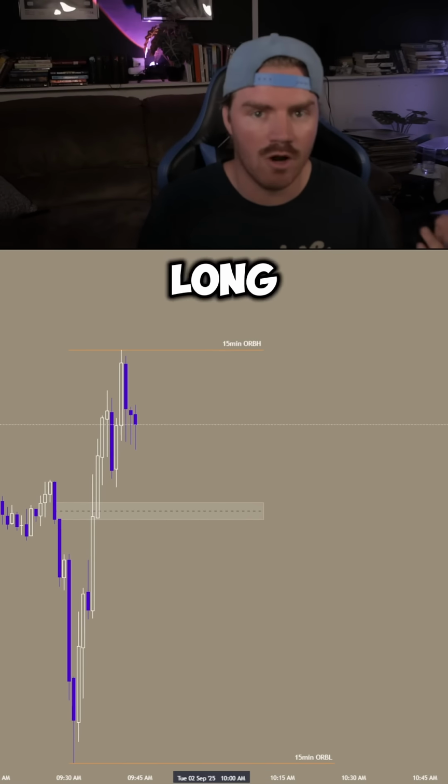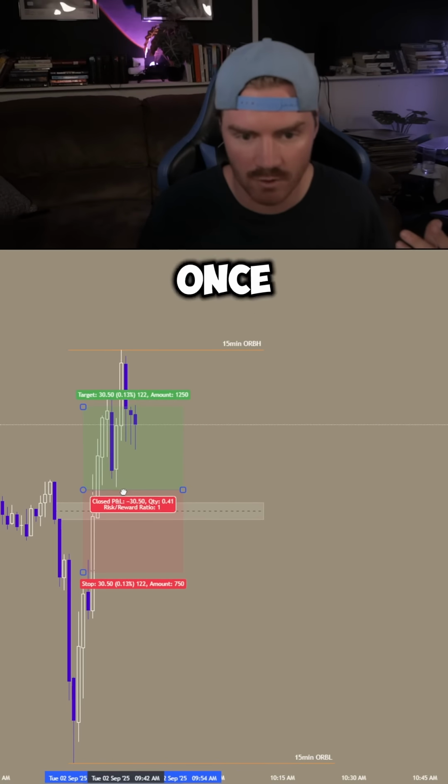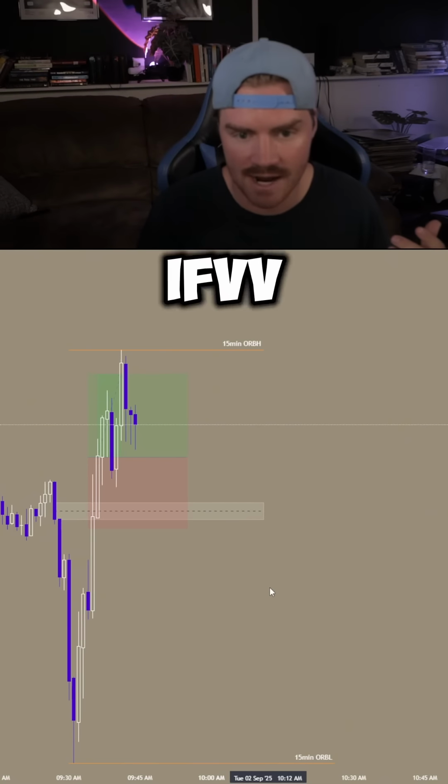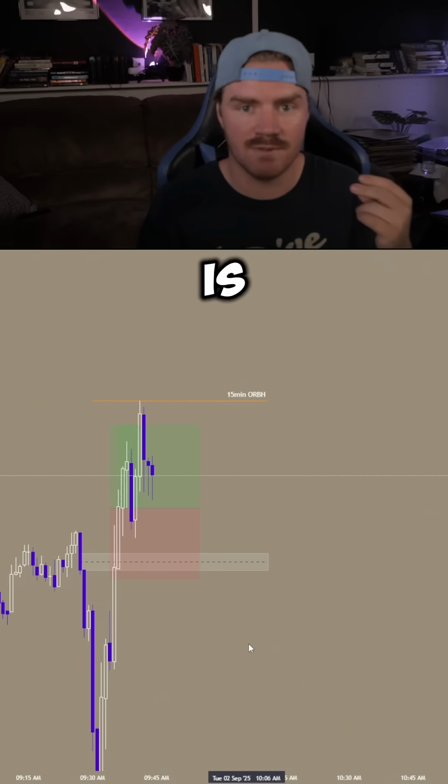So we're going to grab our long position tool, we're going to put it right here once price closes above that fair value gap. We're going to keep our stop below the wick of that IFVG, and the last and final step is what we're going to do next.